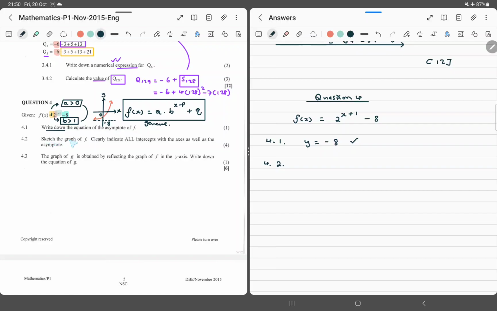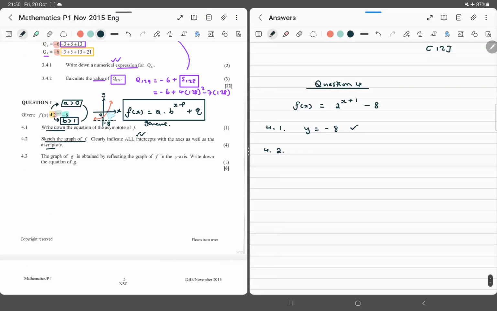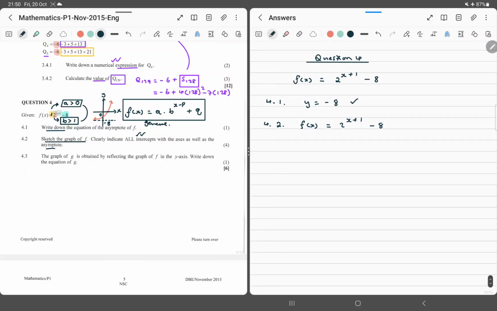Now the next thing says sketch the graph of f. Clearly indicate all intercepts with the axes as well as the asymptote. So now they are really pushing our luck. We already know what our sketch looks like, and in fact, we already worked out these things in our heads, but we have to show it now. We can't just show up with a sketch that is perfect. We have to show how we got things.